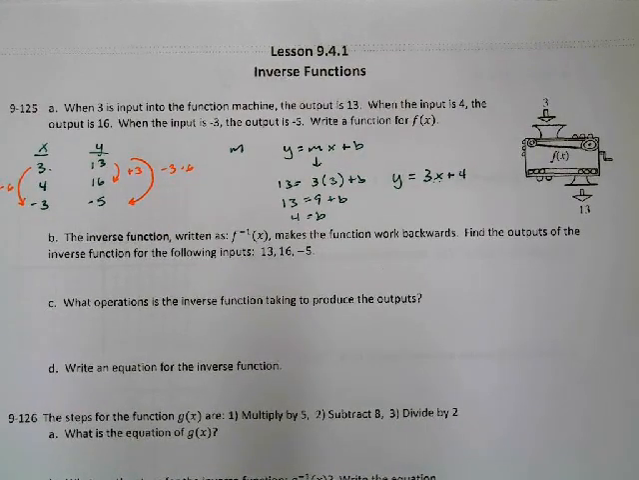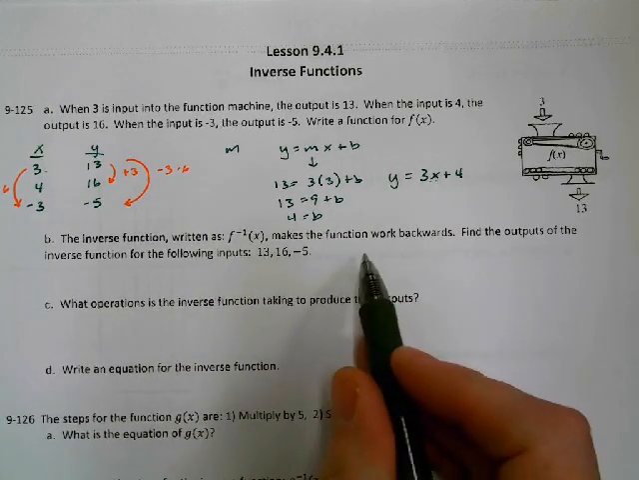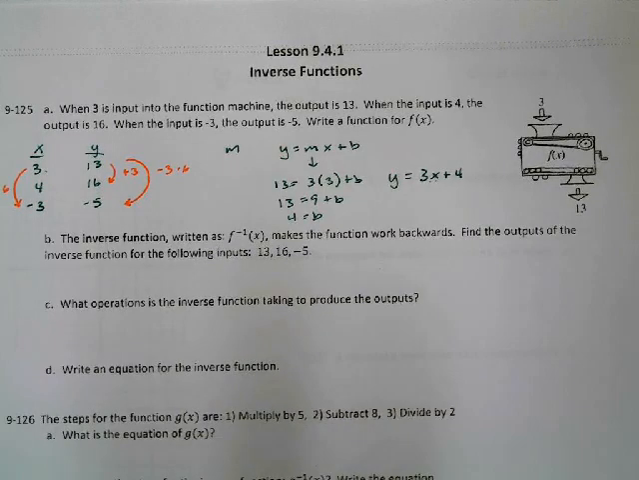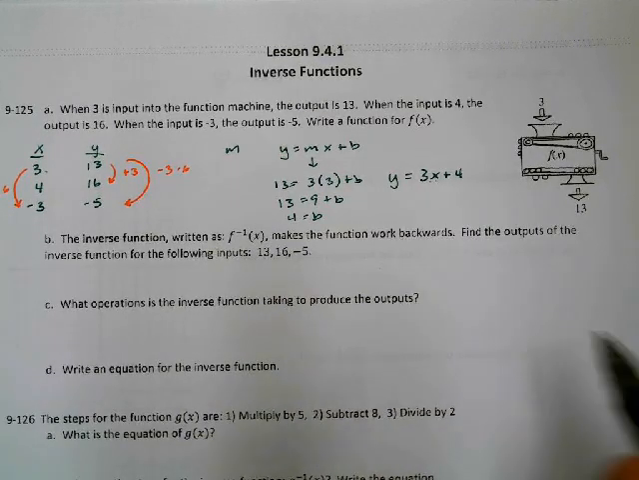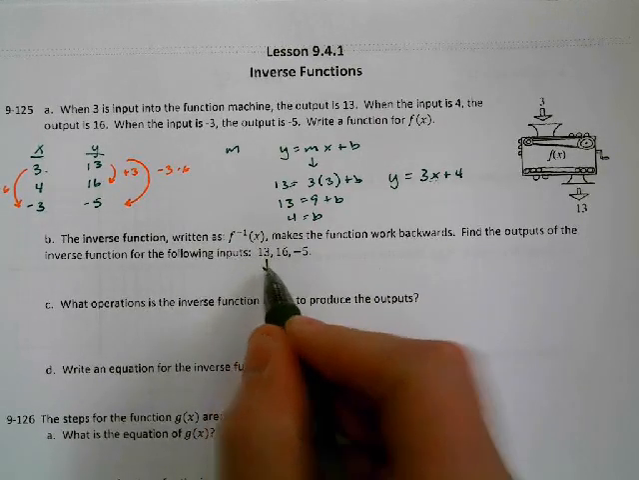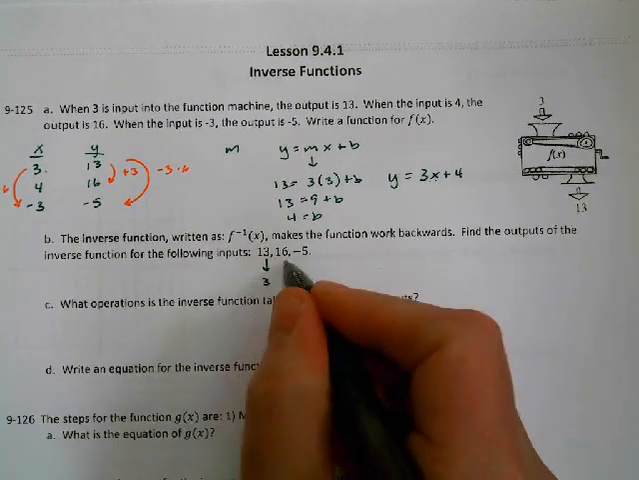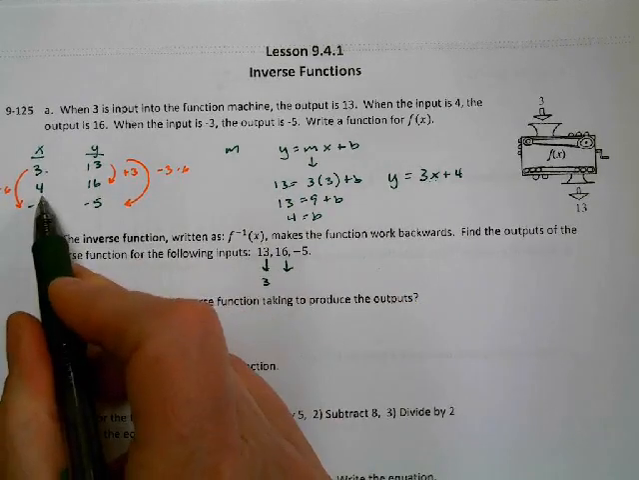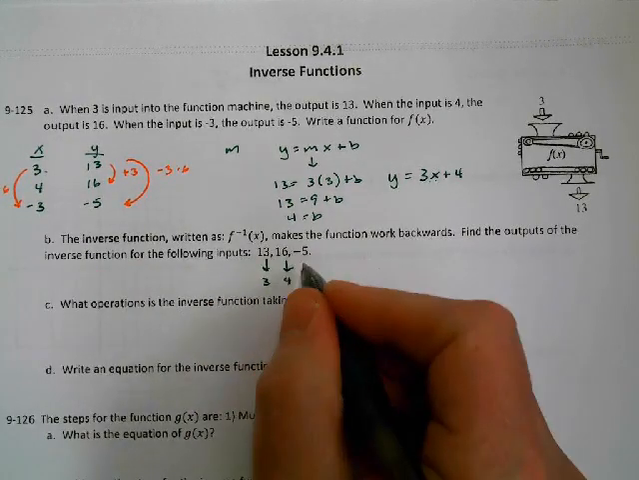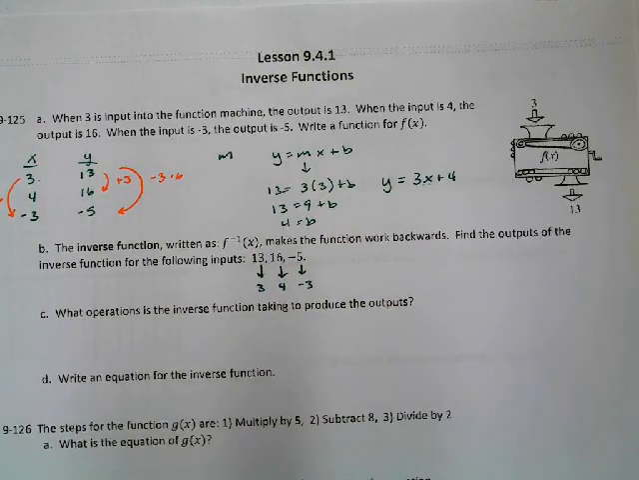The inverse of a function is written as f to the -1 of x. It makes a function work backwards, where we plug in 13 and we work backwards to find the input. So if I were to plug in 13 into the inverse function, I should get 3 as an output. If I plug in 16, I would get an output of 4. If I plug in -5, of course, I get an output of -3. So an inverse just works backwards. The output becomes the input, and the input becomes the output.